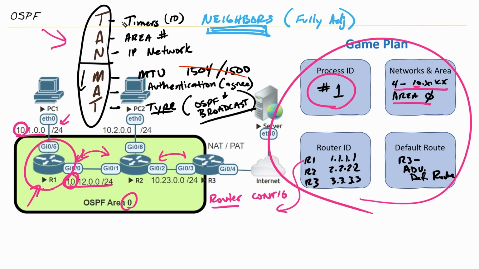And that's assuming we don't mess up any of these details that need to match between those devices for them to become neighbors. And then we'll wrap it up with a beautiful little bow by training R3 to advertise a default route into OSPF so that R1 and R2 can dynamically learn via OSPF about a default route. And that would train them on how to forward packets above and beyond the 10.1.0, 10.2.0, 10.12.0, and 10.23 networks. So without further ado, let's go to the CLI and let's enable OSPF.